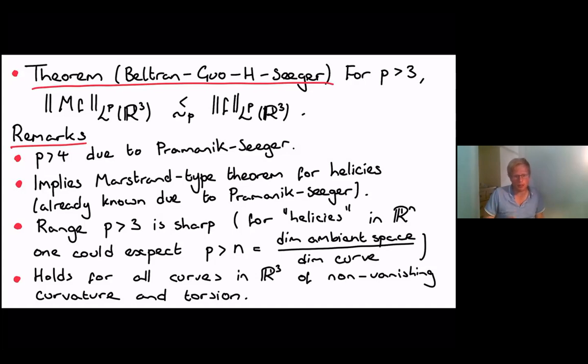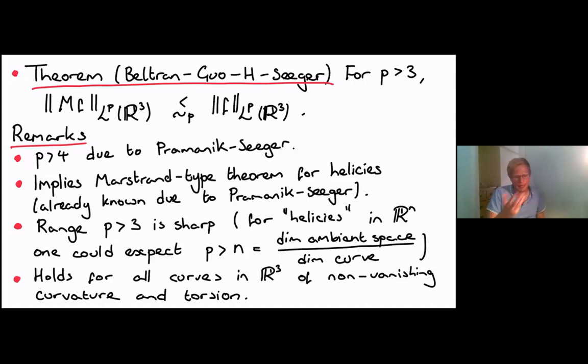More generally, if you're trying to study the problem in R^n, if you've got a suitable class of curves that generalize a helix in R^3, then you can expect this operator to be bounded for p bigger than n. Once again, we see this relationship that n is the dimension of the ambient space divided by the dimension of the curve. So it fits into this general numerological scheme.